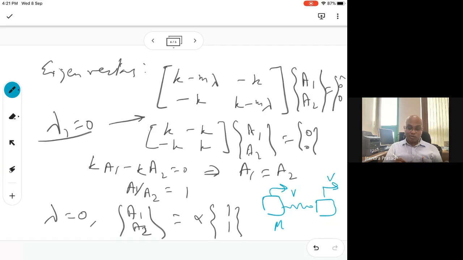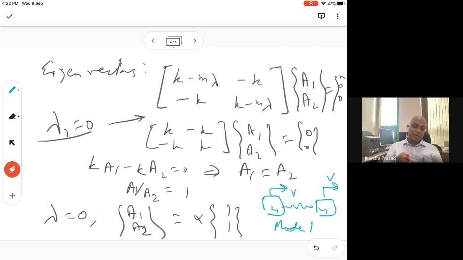So this is mode 1. And it's possible, right? Without stretching this spring, both masses can just slide. Because they are free, one end is not fixed, so it can just roll on the rails, right? Okay, so this is the first eigenvalue.